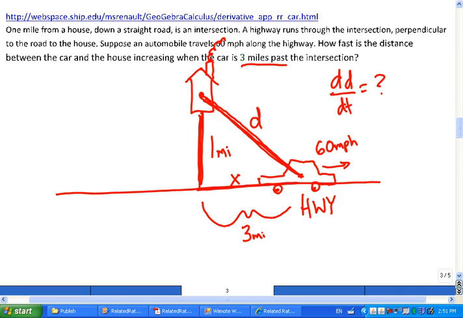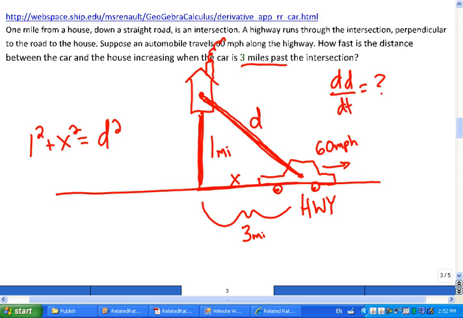So how are these pieces related? Can anybody say it in a sentence, or tell me how you could relate them? Say it. Yeah, go for it. Pythagoras again. So this is 1 squared plus x squared equals d squared. I knew it was too easy.